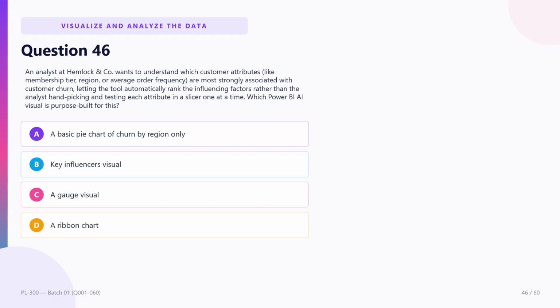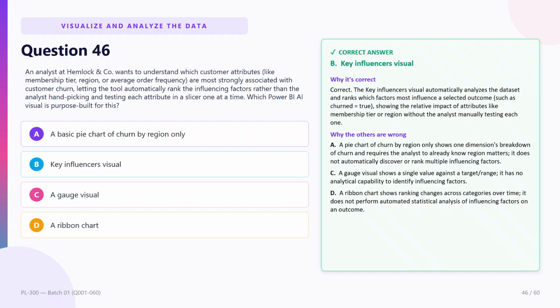Option A. A basic pie chart of churn by region only. Option B. Key influencers visual. Option C. A gauge visual. Option D. A ribbon chart. Take a moment and make your choice.